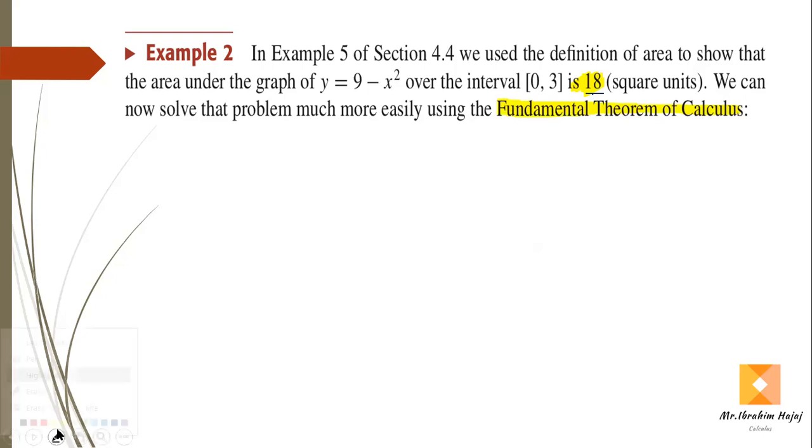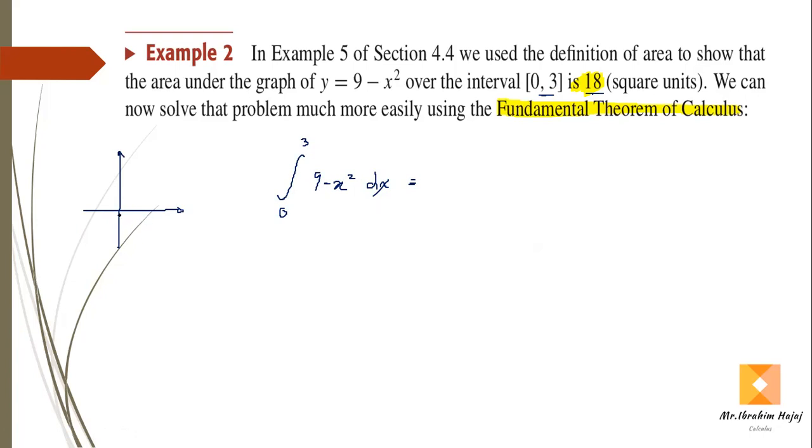The first part of the fundamental theorem of calculus states that we can integrate this function 9 minus x squared over the closed interval 0 to 3, dx. First of all, check that 9 minus x squared is a continuous function. Sure, it's continuous because it's a parabola that opens down, right? Opens down, yeah.